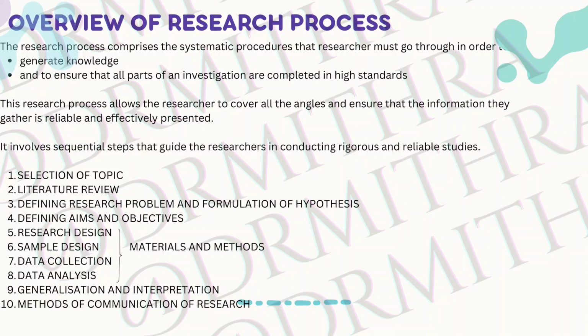Then next you define the research problem and sometimes create a hypothesis, basically predicting what you expect to find. So from that topic, you read about it, then you narrow down the topic to a certain problem, the research problem. Then you create a predictable answer. After that, you set clear aims and objectives on what exactly you want to achieve. And then comes the research design, like the blueprint or plan of how you would carry out the study.